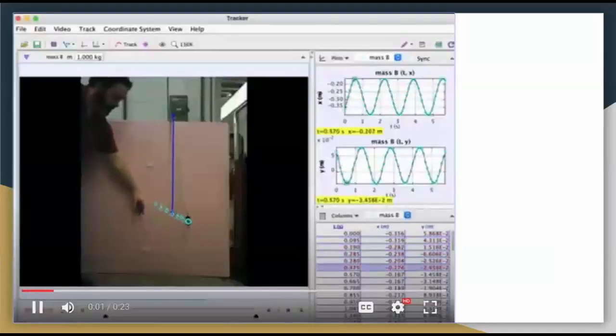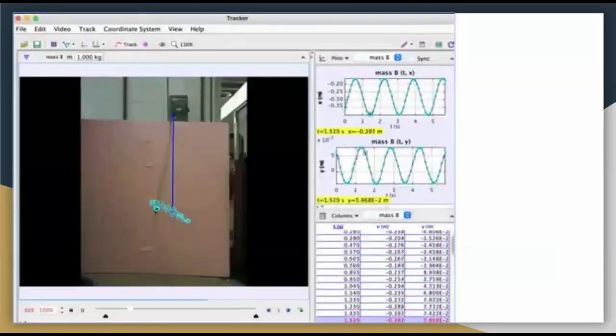Here's a quick video of the observed motion from the Tracker data. As we can see from the graphs on the right, we are observing oscillatory motion.